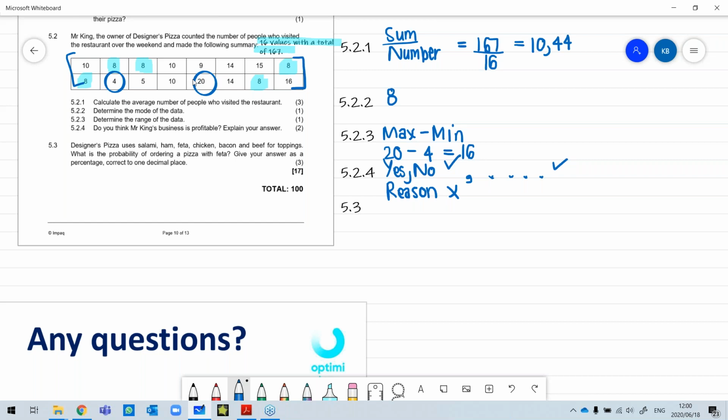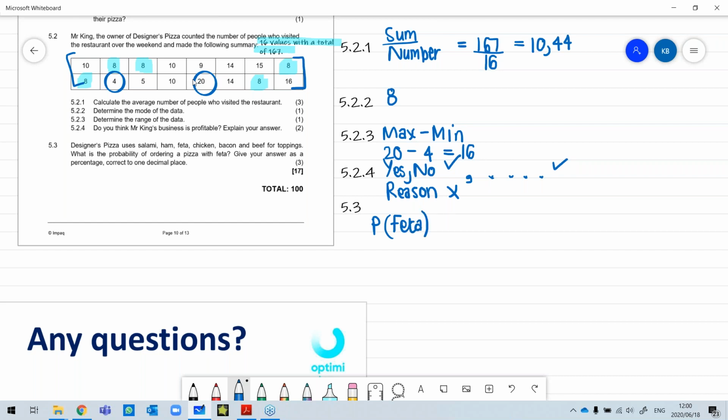Last question, guys, 5.3. Designer's Pizza uses salami, ham, feta, chicken, bacon, and beef for toppings. What is the probability of ordering a pizza with feta? Give your answer as a percentage correct to 1 decimal value. So what is the probability of ordering a pizza with feta?